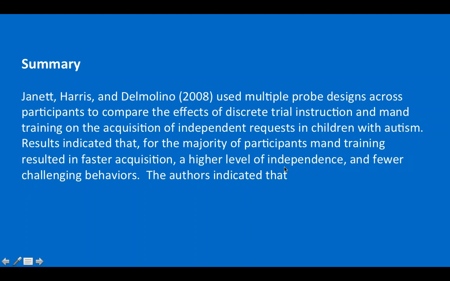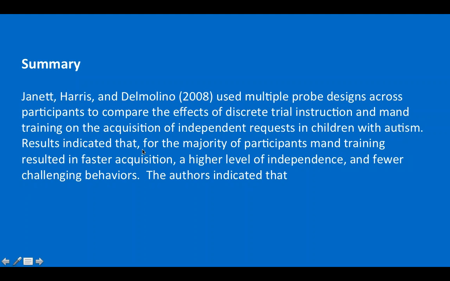But you can see here that I talk about the procedures. So I talk about that multiple probe design. I have my research question here. So they're comparing the effects of the discrete trial instruction and MAN training on the acquisition of the independent requests for children with autism. So I have the population here. I have, like I said, my independent variables. I have my dependent variable, my primary one mentioned here.